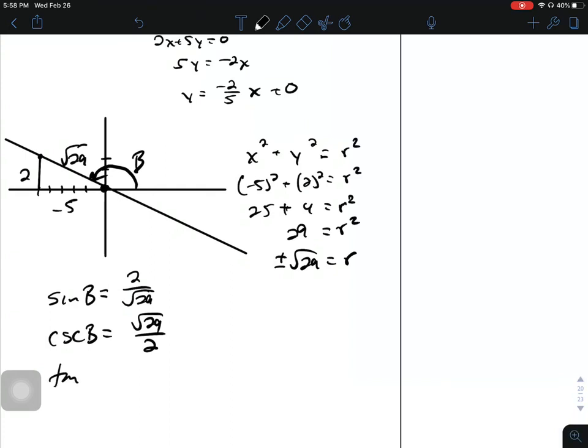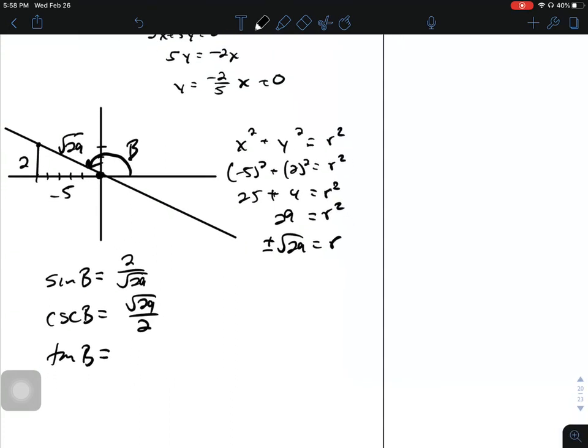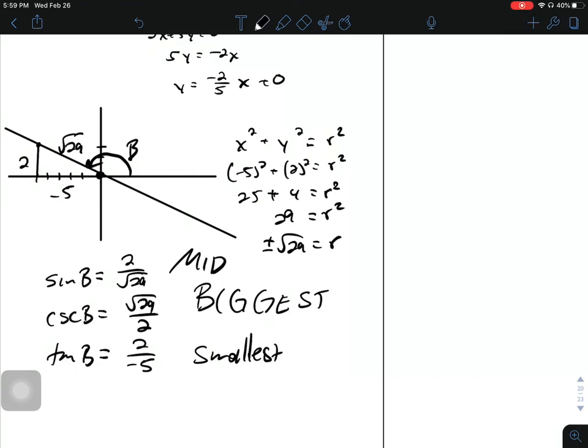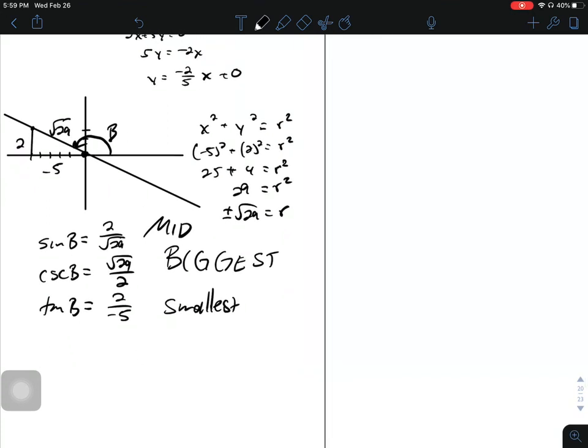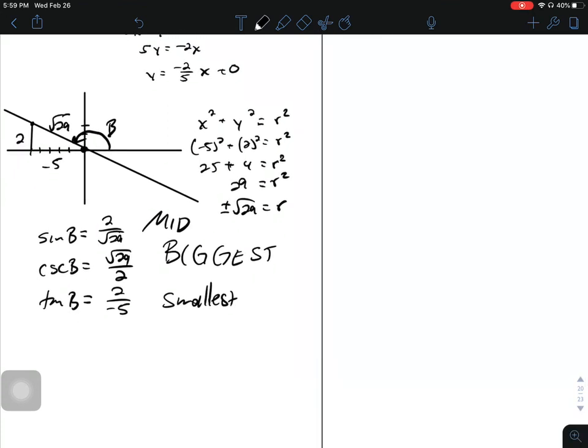Then I have tangent of beta. That is y over x. Well, that's negative. This is clearly the smallest. This is the biggest. And this is the middlest. The directions, order them from least to greatest. So tangent of beta followed by sine of beta followed by cosecant of beta.